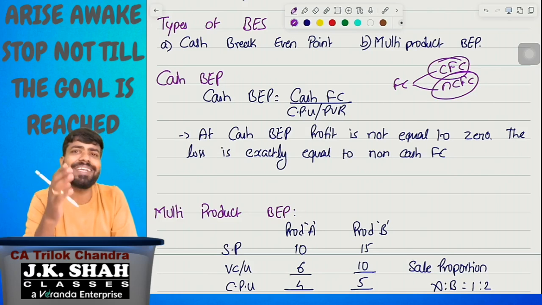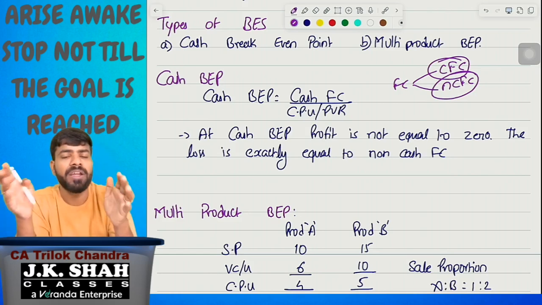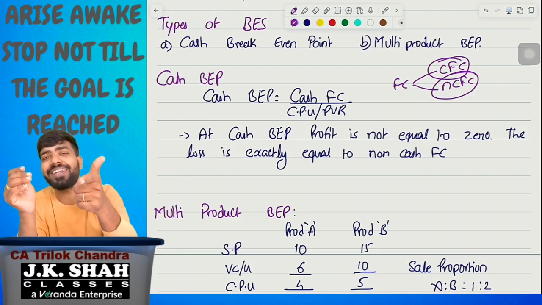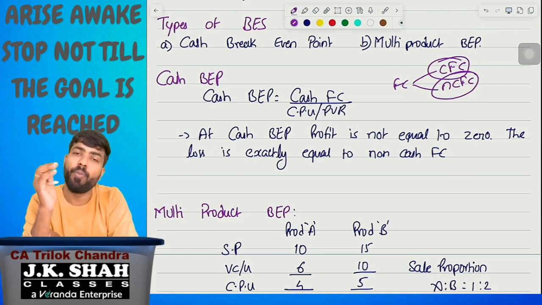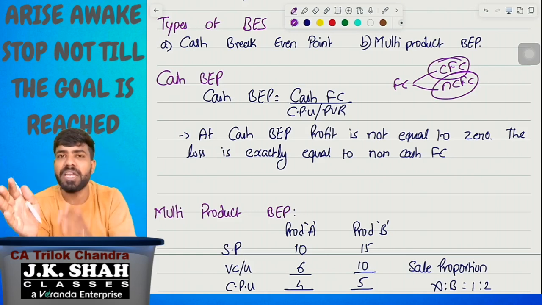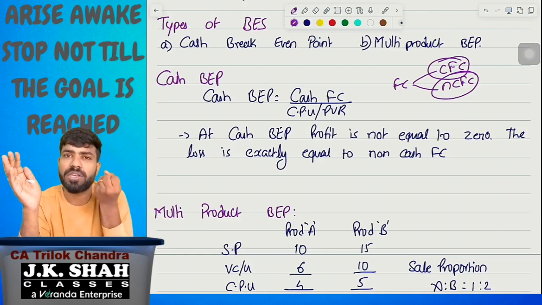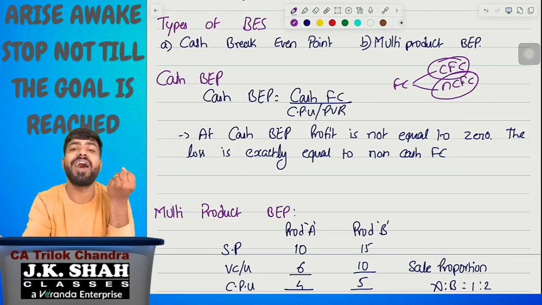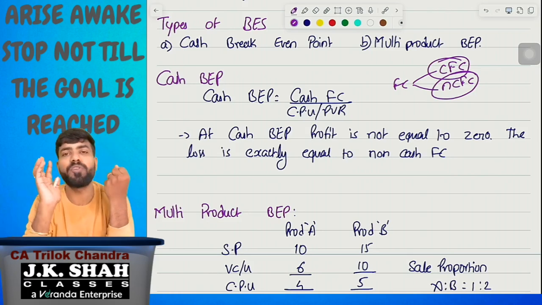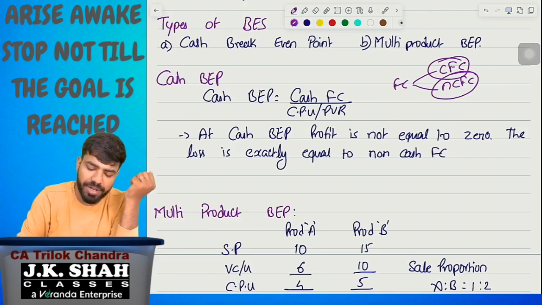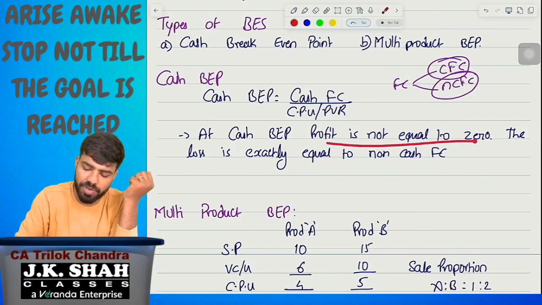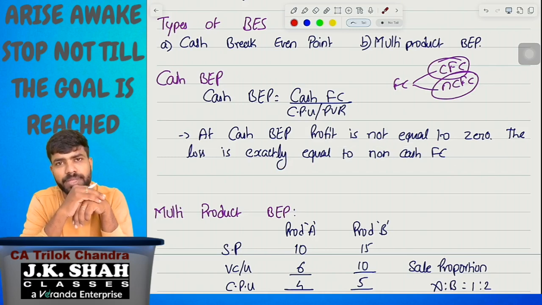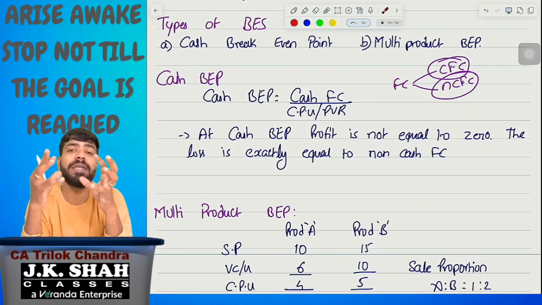And one more point: at cash break-even point, is the profit 0? Absolutely no. The company will be having a loss, and that loss is exactly equal to non-cash fixed cost. Why? Because cash break-even point gives the units which recover only cash fixed cost. To recover the non-cash fixed cost, that non-cash fixed cost will be reflecting as a loss when you calculate the profit at the cash break-even point. Look here. At cash break-even point, profit is not equal to zero. The loss is exactly equal to non-cash fixed cost. Clear? Understanding?